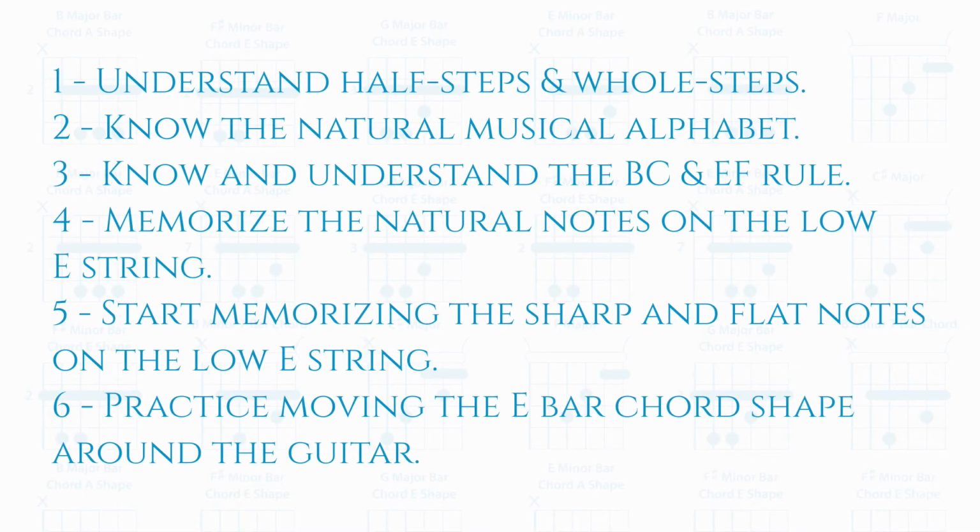Okay, here are your assignments for this lesson. 1, understand half steps and whole steps. 2, know the natural musical alphabet. 3, know and understand the B, C, and E, F rule. 4, memorize the natural notes on the low E string. 5, start memorizing the sharps and flat notes on the low E string. 6, practice moving the E bar chord shape around the guitar.